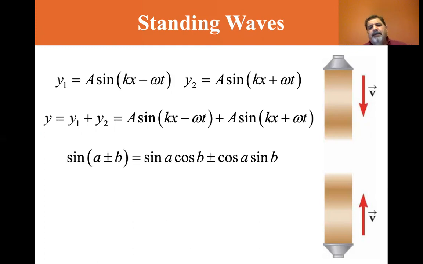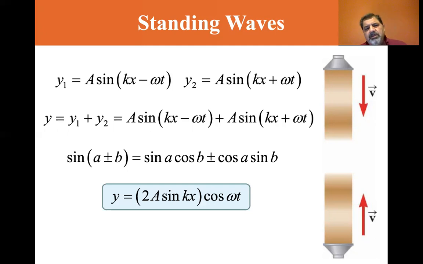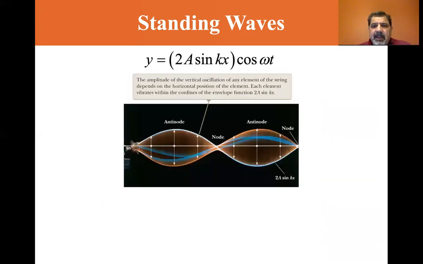And we're going to use an identity: sine of (a plus b) is equal to sine a cosine b plus cosine a sine b, or sine of (a minus b) is equal to sine a cosine b minus cosine a sine b. If we use that and substitute, we'll get that y is equal to 2A sine kx cosine omega t. And when we look at this, it produces a standing wave.